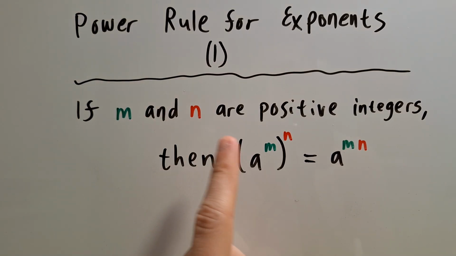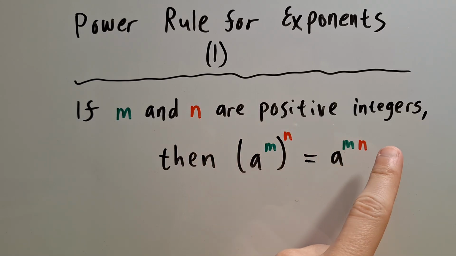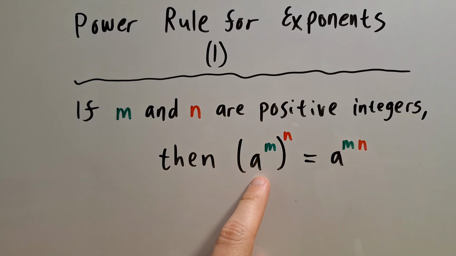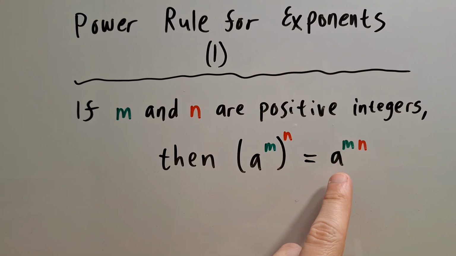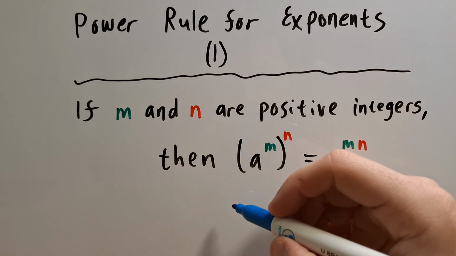So for the power rule for exponents, if m and n are positive integers, then a to the power of m, all raised to the power of n, equals a to the power of the product of those two exponents. So how does this look if we were dealing with numbers or variables?